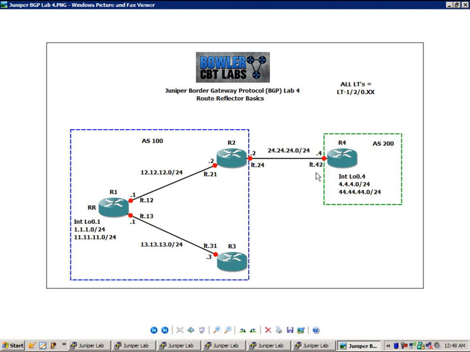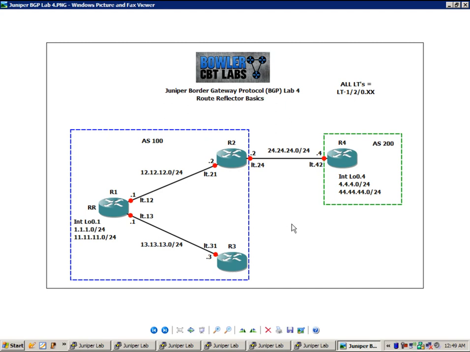We are running external BGP between router 4 and router 2. And then within Autonomous System 100, we are running internal BGP. We are peering between R1 and R2 via iBGP, and also R1 to R3 via iBGP. Router 1 we are going to set up as our Route Reflector. So what I'm going to do now is explain some of the basics of Route Reflectors.